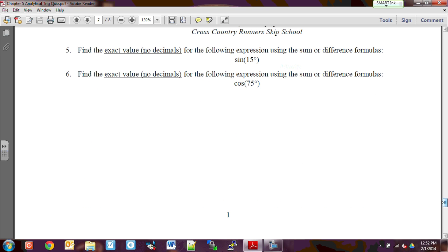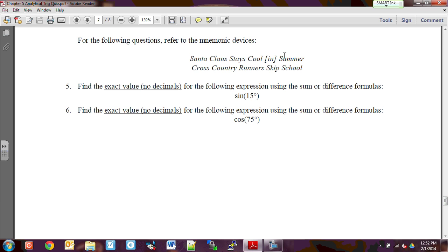Last 2 problems. Now, this "Santa Claus stays cool in summer and cross-country runners skip school", I didn't really teach you all that. I left it on here, but I didn't teach you all that. But here's what it means, basically.